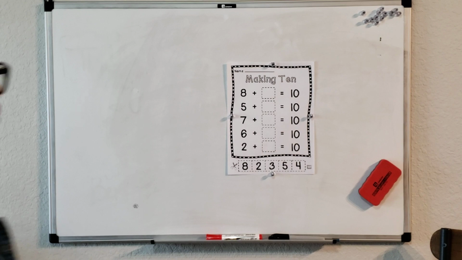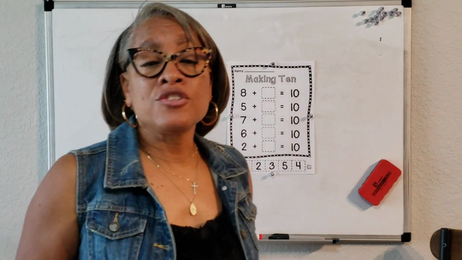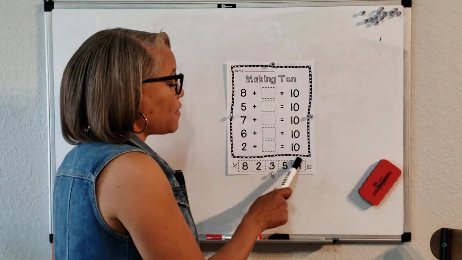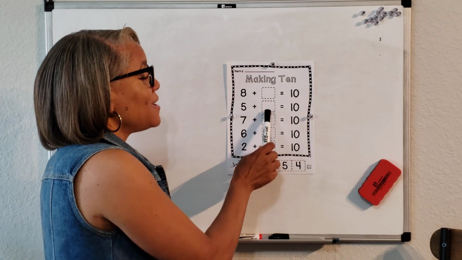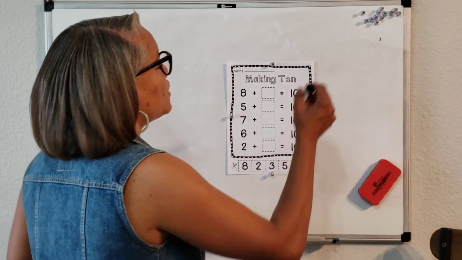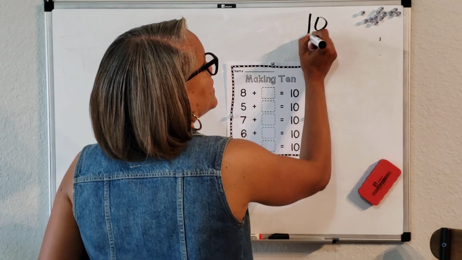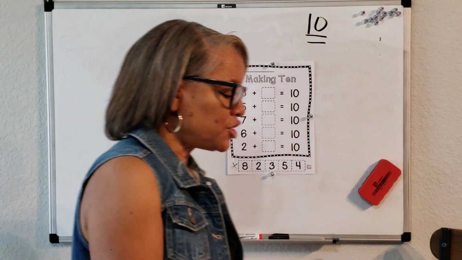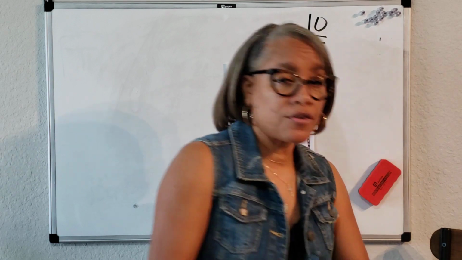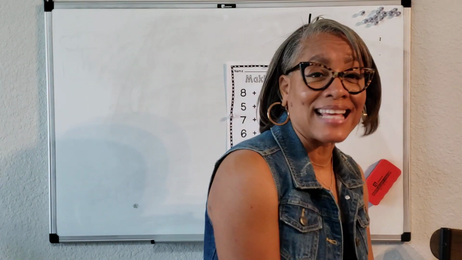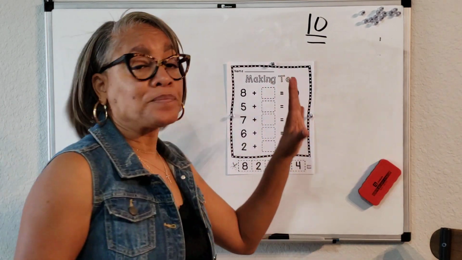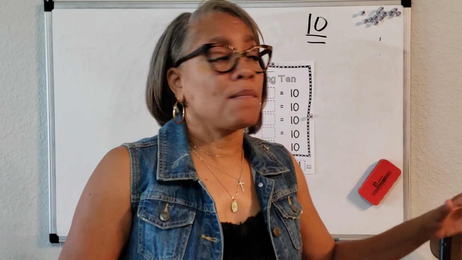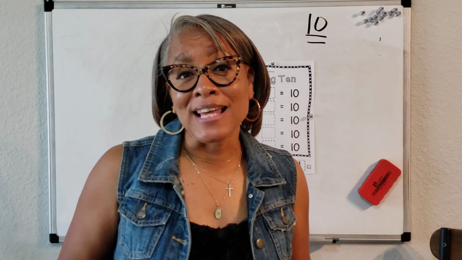Okay, so what we're going to do is we're going to cut out the numbers and glue them in the boxes, and we're making sums of 10. So we're looking for the sum of 10, okay? And I'm going to show you what I've done is I've colored the boxes. I'll show you that later after we find the other add-in to make the sums of 10, okay?